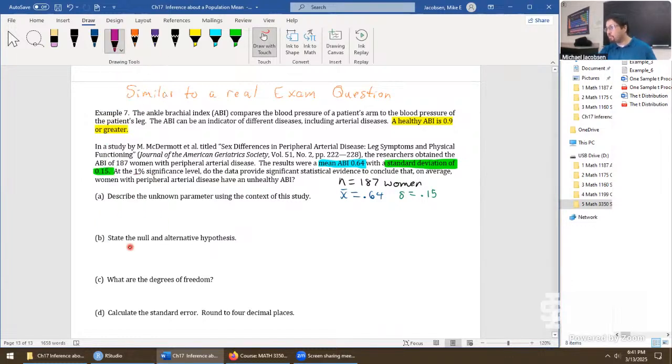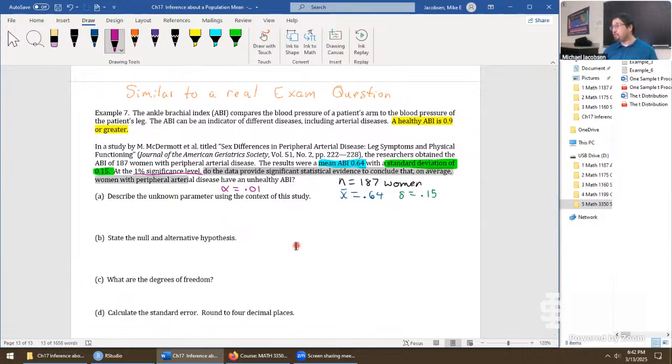So when it says 1% significance level, it's like a vocabulary check, really. We need to recall that alpha is set to 0.01, and that's what we're going to compare against a p-value once we get it. Question is, did the data provide significant statistical evidence to conclude that, on average? That phrase "on average" is very important because that's what we're testing: population averages.